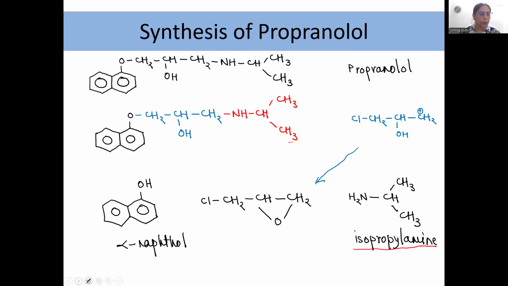The structure of propranolol is mentioned over here. Can you see this structure of propranolol? Now, what I have done is divided this structure by using different colors. Have a look at this part. This part corresponds to alpha naphthol that you know. This part, the red part, corresponds to isopropylamine that you know. And the other part, look at this part, CH2, CHOH, CH2.